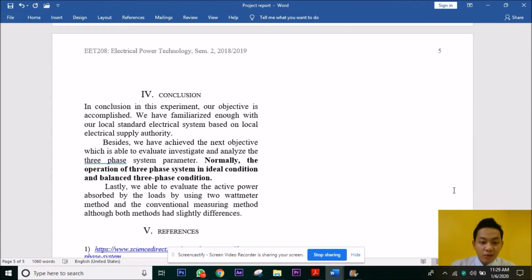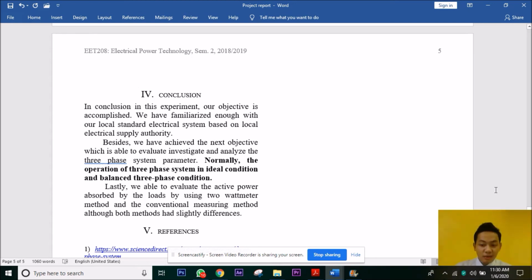Okay, part 5, conclusion. In conclusion, in this experiment, our objective is accomplished. We have become familiar enough with our local standard electrical system based on the local electrical supply authority. Besides, we achieve the next objective, which is to evaluate, investigate, and analyze the three-phase system parameters. Normally, the operation of a three-phase system is in ideal condition and balanced. Lastly, we are able to evaluate the active power absorbed by the load using the wattmeter method and the conventional method, although both methods have slight differences.